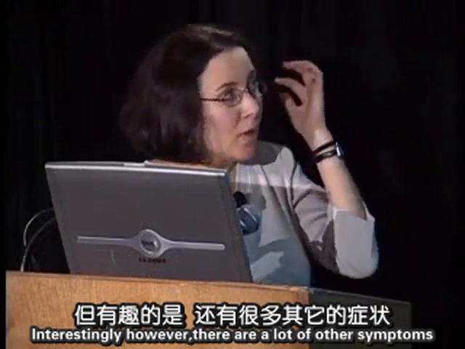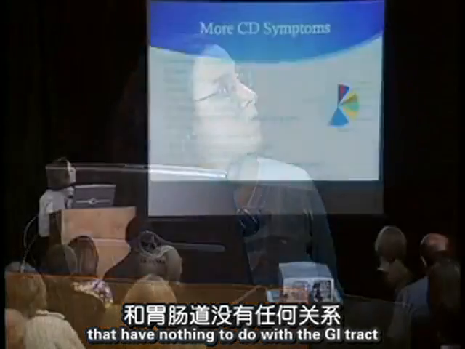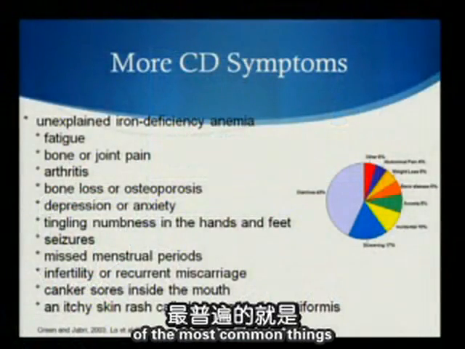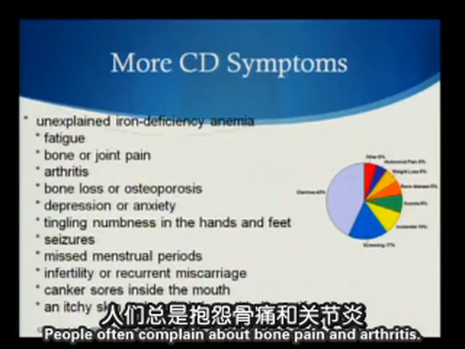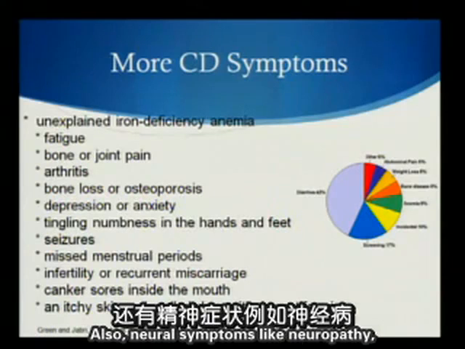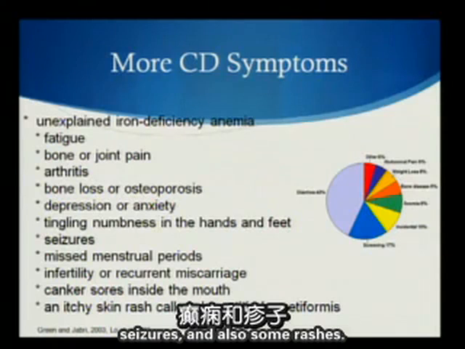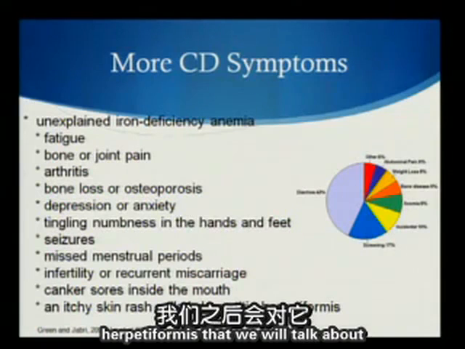Interestingly, however, there's a lot of other symptoms that have nothing to do with the GI tract, or that are not gastrointestinal symptoms. One of the most common things is iron deficiency anemia, fatigue. People often complain about bone pain and arthritis. Also, neural symptoms like neuropathy, numbness in the hands and feet, seizures, and also some rashes. For celiac disease, it is specifically something called dermatitis herpetiformis that we'll talk about a little bit more later.